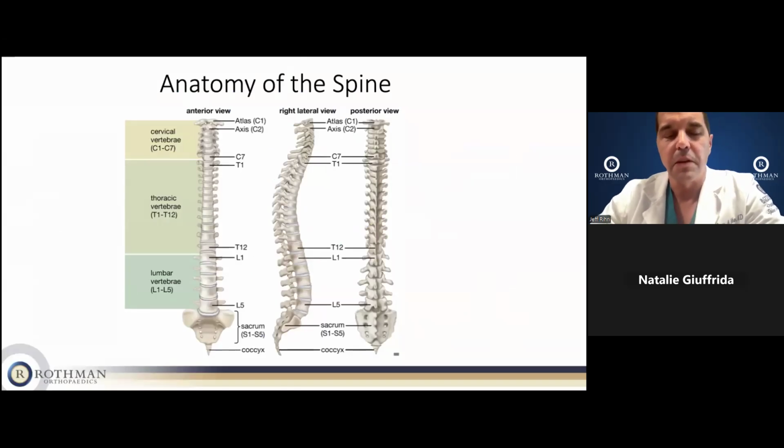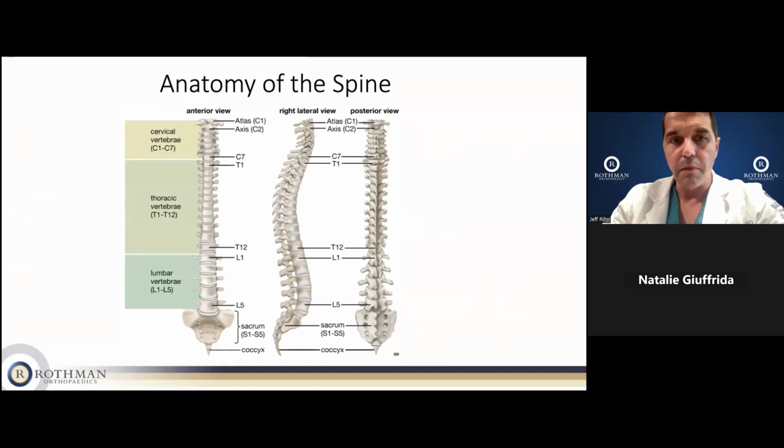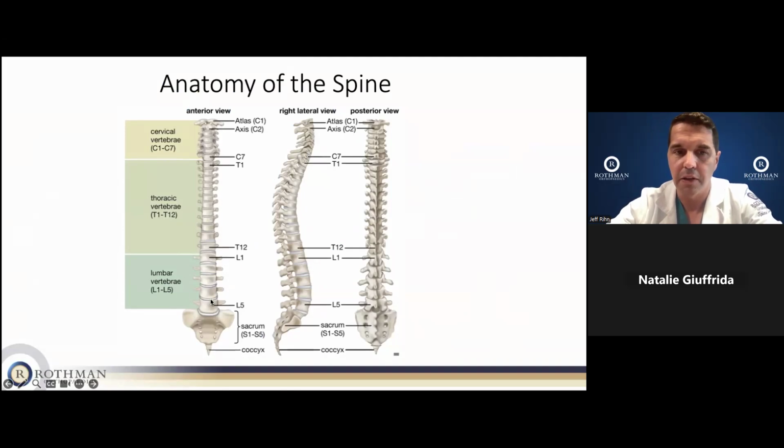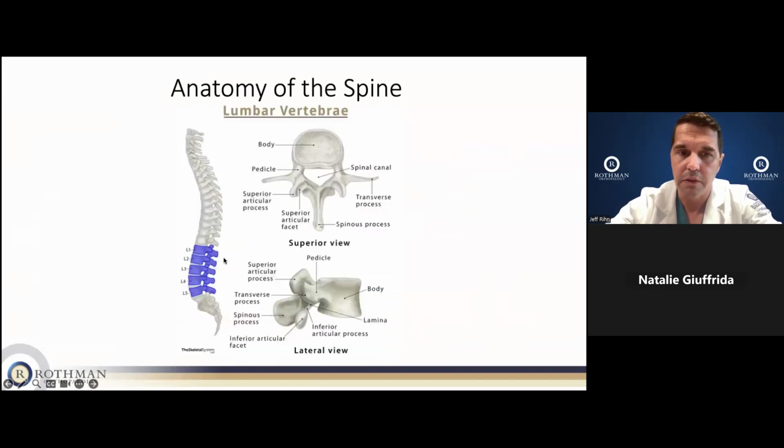So I'll start with some anatomy of the spine. This is a picture that demonstrates the vertebrae, or the bones of the spine. This shows your cervical vertebrae, which is your neck, your thoracic vertebrae, and then your lumbar vertebrae. The conditions I'm going to talk about today focus mostly on the lumbar vertebrae, the low back. These are highlighted in blue. You have 5 lumbar vertebrae, and then you have a sacrum down at the bottom.